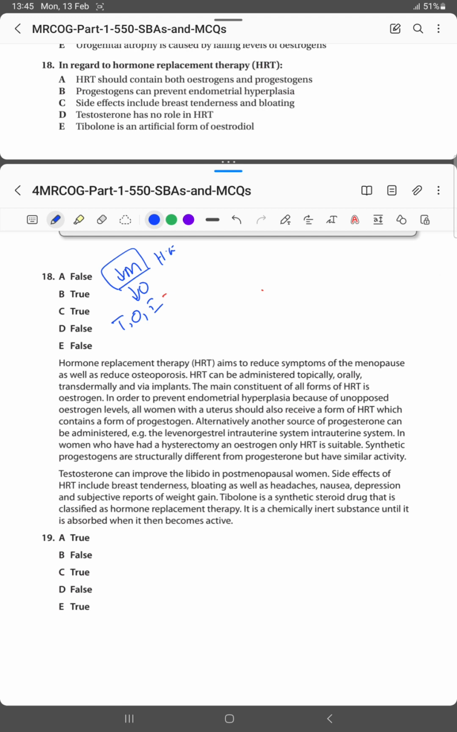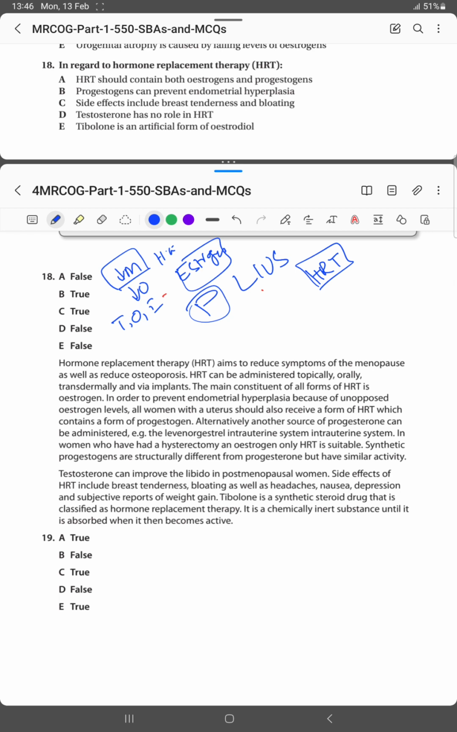The main component of all forms of HRT is estrogen. In order to prevent endometrial hyperplasia because of unopposed estrogen levels, all women who have a uterus should also receive HRT in the form of progesterone. Alternatively, another source of progesterone can be administered: the levonorgestrel intrauterine system. In women who have had a hysterectomy, estrogen-only HRT is suitable, because they don't have the chance of endometrial hyperplasia.